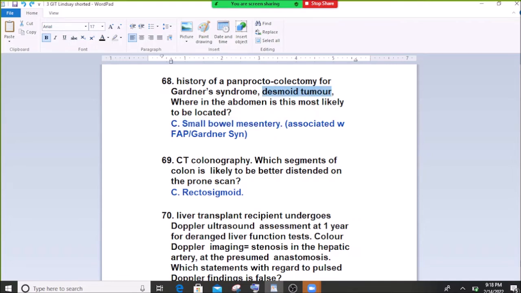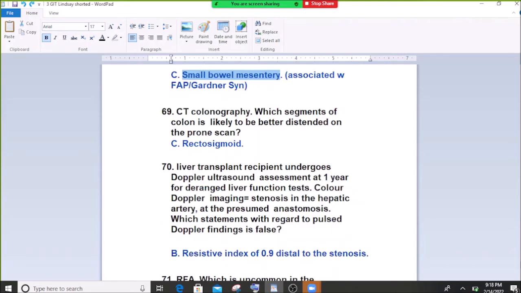Desmoid tumor is associated with familial FAP and Gardner syndrome, correct? So where is the desmoid tumor most likely to be located? In the small bowel mesentery.